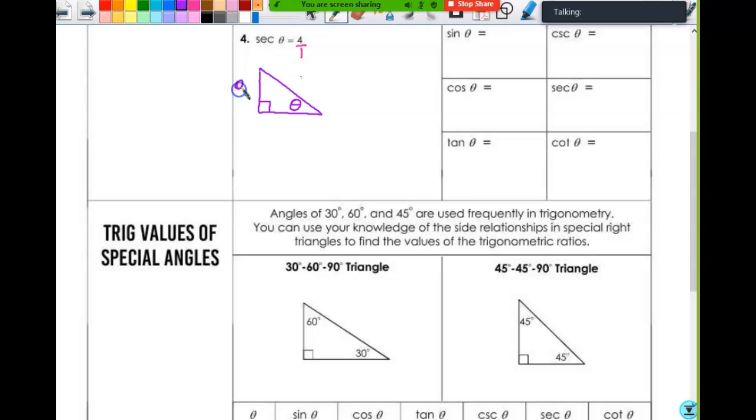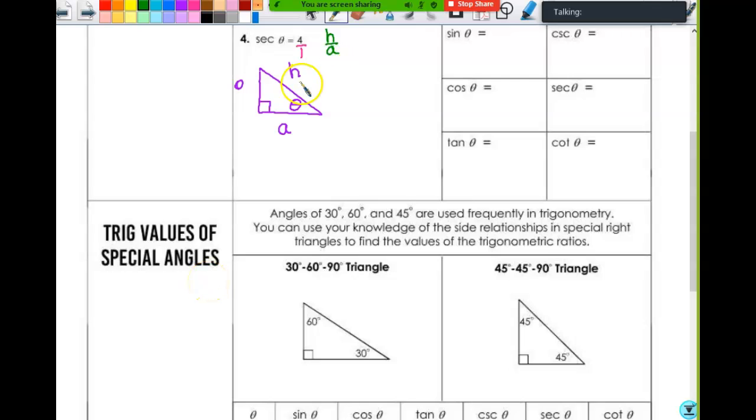This is my opposite, this is hypotenuse, this is adjacent. Okay? And so secant is the reciprocal of what? What's the secant? Cosine, right? Because we've got to have a co in there. So secant is the reciprocal of cosine. So since cosine is adjacent over hypotenuse, this is hypotenuse over adjacent.